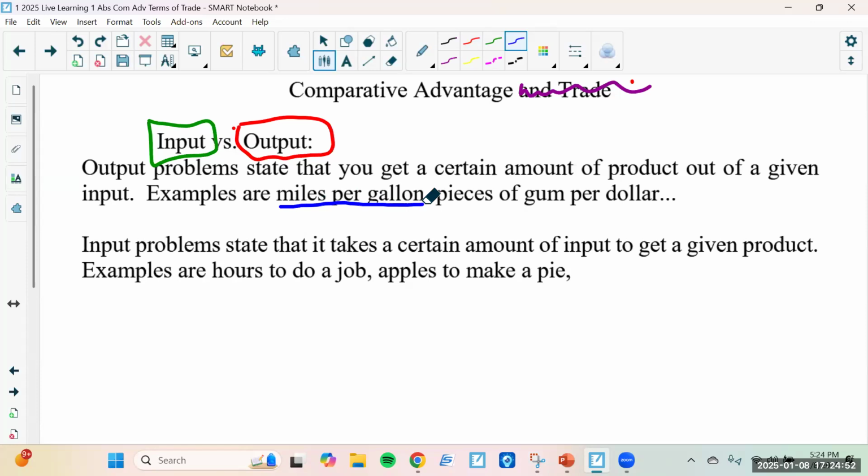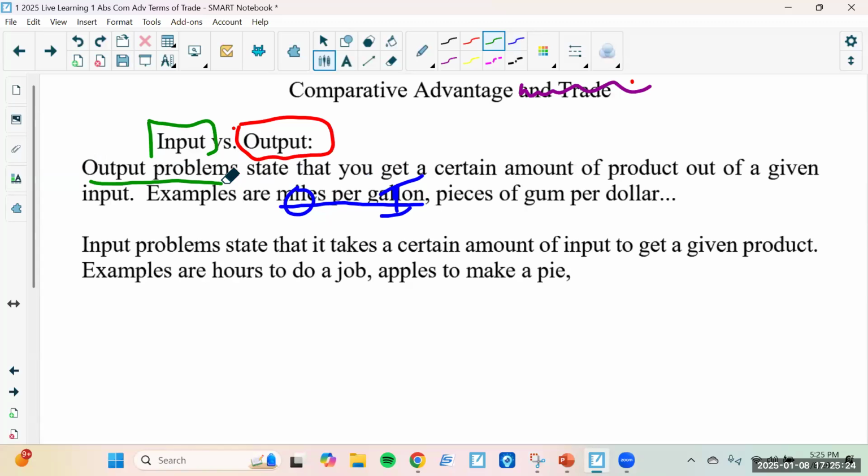Okay, well, what's the input in miles per gallon? What's the 1 gallon of gas? What's the output? How many miles the car can travel? So the input is the 1 gallon of gas, and the output is the miles. Whenever it's the output that can change, that's an output problem. An output problem is one where the output changes and the input is fixed.